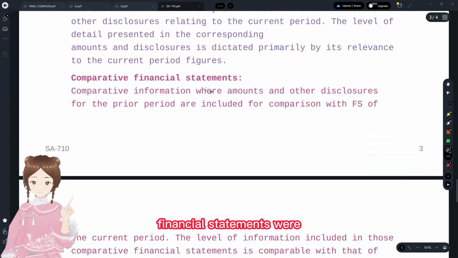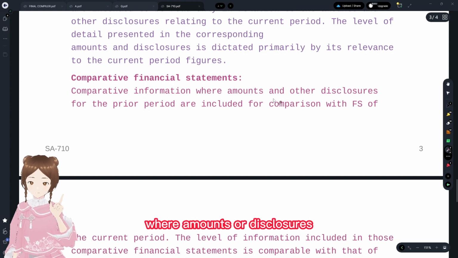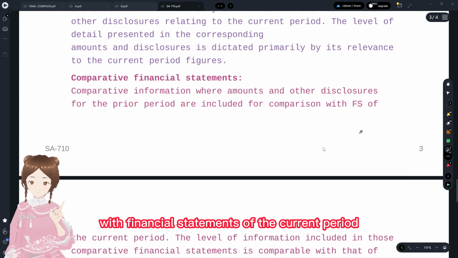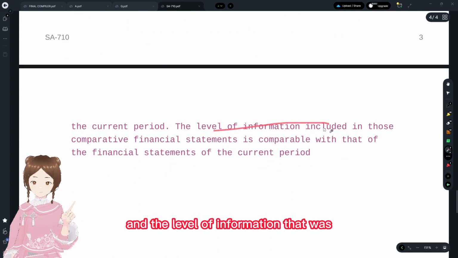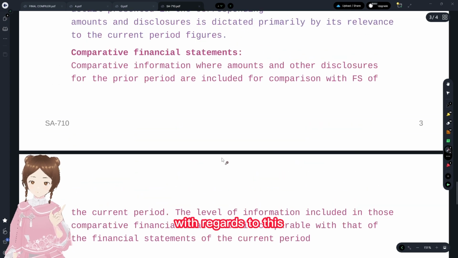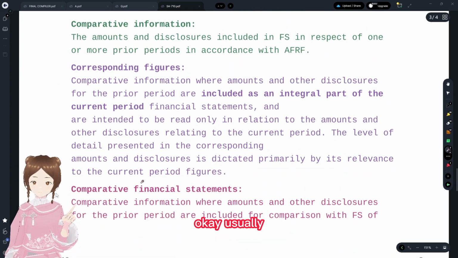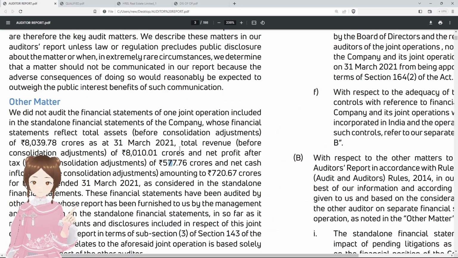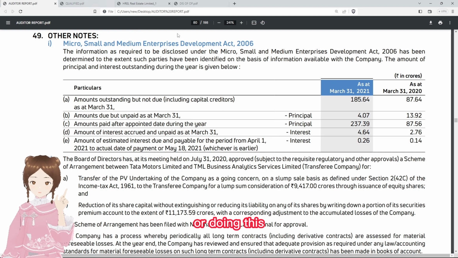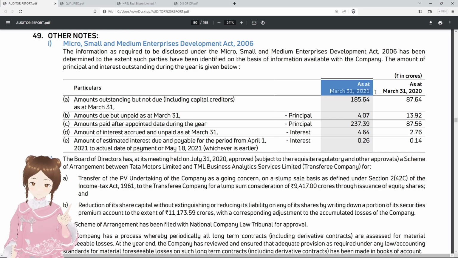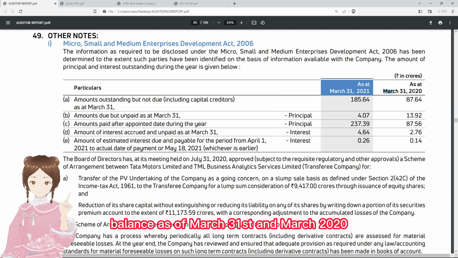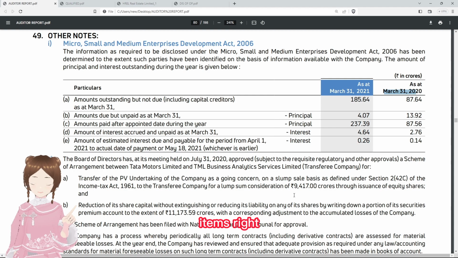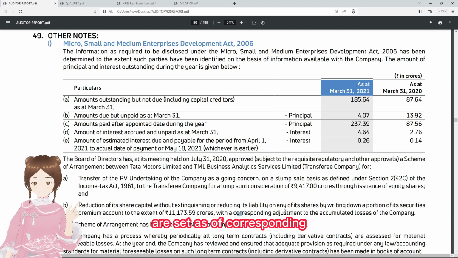And comparative financial statements are comparative information where amounts or disclosures for the prior periods are included for comparison with the financial statements of the current period, and the level of information was all the same with regards to this. Okay, usually in any kind of financial statements, what do we have? This is an audit report. What they're doing is they're comparing the balance as of March 31st and March 2020. That is, they're comparing the previous prior period items, right? This is what they have set as corresponding figures.